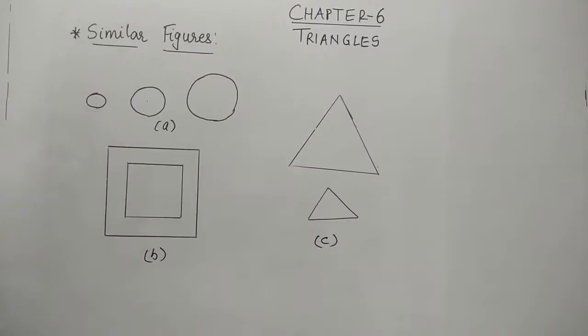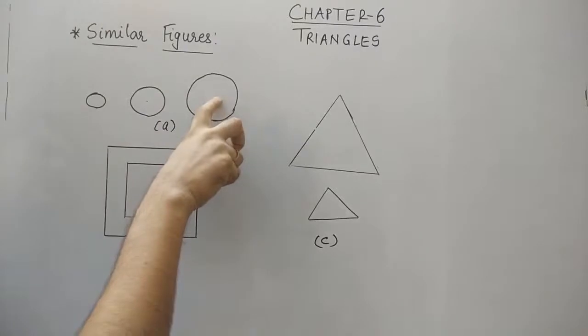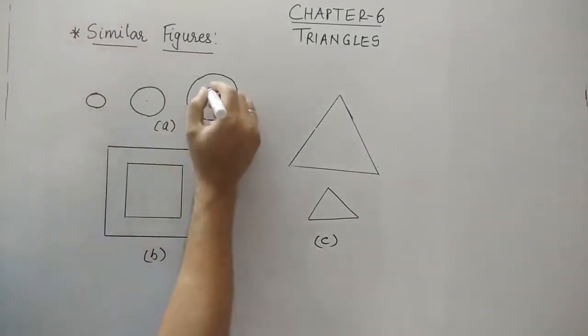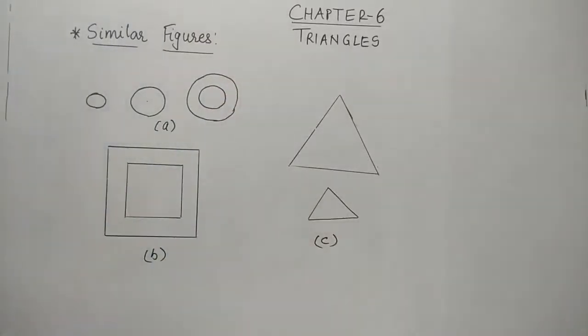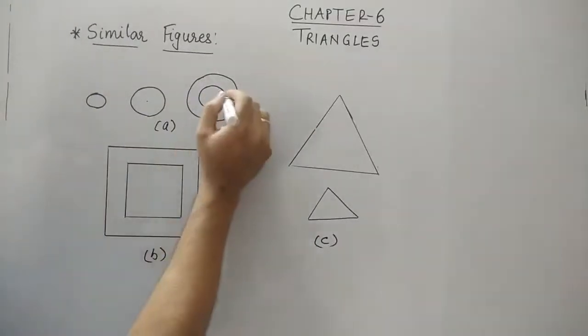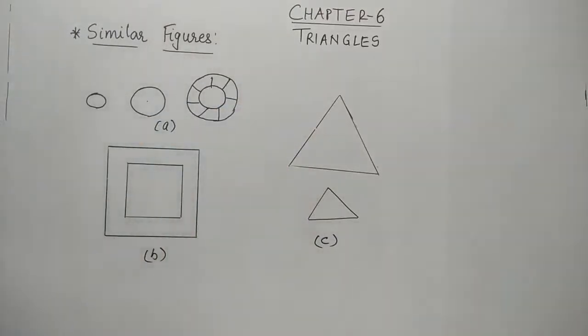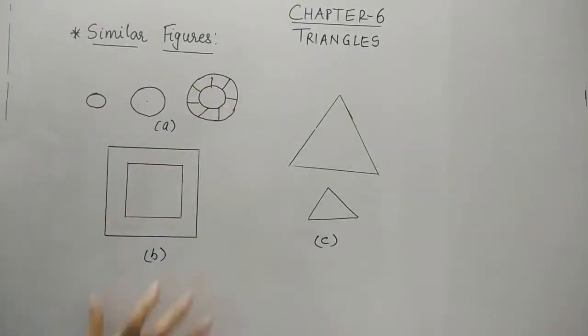So you can see that these 3 circles are considered as similar figures. The reason: when you put one circle over the other, like this, you can see that the distance remains the same from all the sides. We'll come to the definition of similar figures, but let us understand what similar figures mean in this diagram.